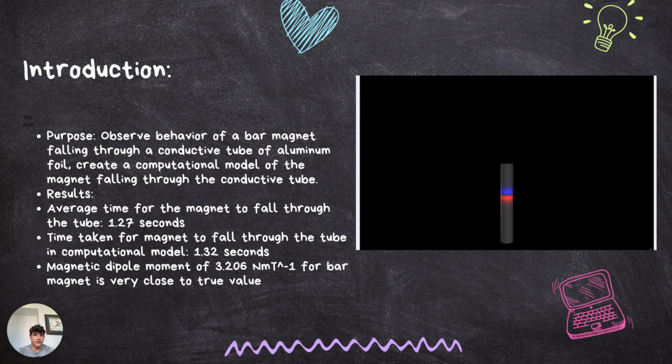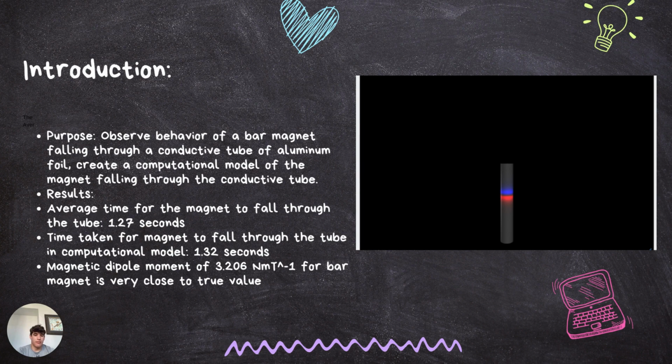Just as an introduction, for the purpose of this lab, we observed the behavior of a bar magnet falling through a conductive tube of aluminum foil, and then we created a computational model of the magnet falling through the conductive tube. For the results of this experiment, the average time for the magnet to fall through the tube, just doing the experiment, was 1.27 seconds. The time taken for the magnet to fall through the tube in the computational model was 1.32 seconds.